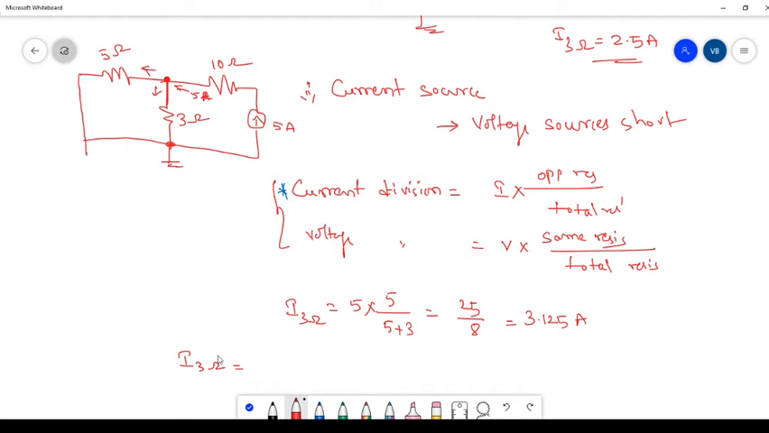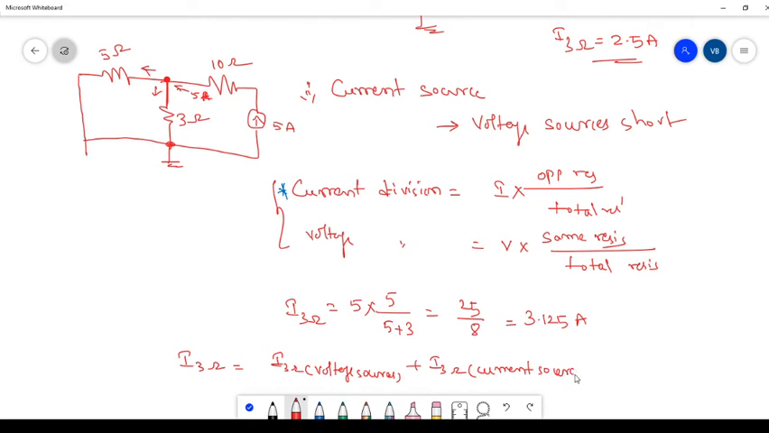So what is the total current in the 3 ohms resistor? The current in the 3 ohms resistor while acting the voltage source individually, plus the current in the 3 ohms resistor while considering the current source.